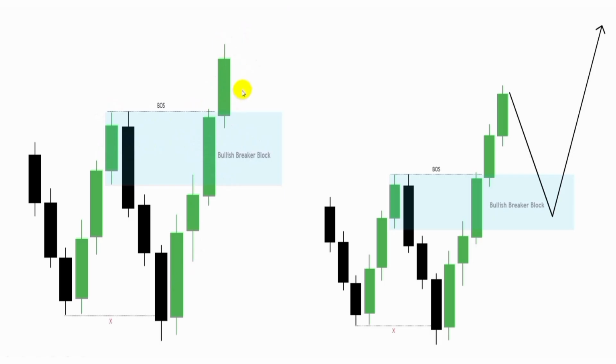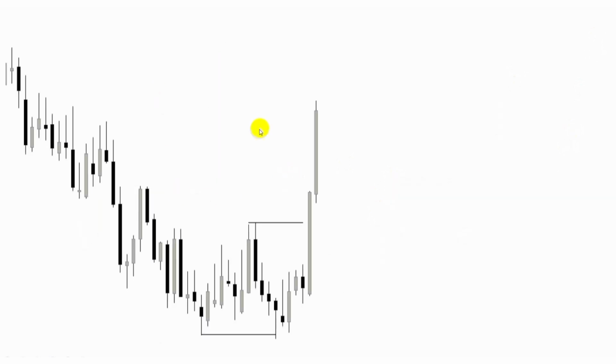So we can expect to see price return, which is what you're seeing here. We can expect to see price return to fill the fair value gap, mitigate the bullish breakout block, and then we have price push to the upside. So this is an example of the bullish breakout block. The bullish breakout block is a violated bearish order block. So this is an example here in the chart.